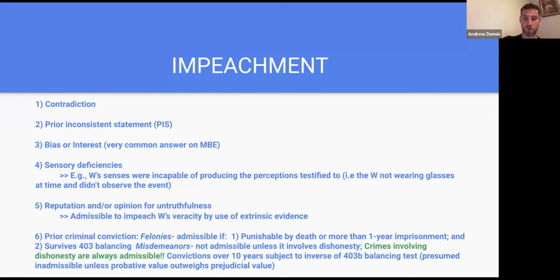Okay, so prior criminal conviction. Felonies are admissible if punishable by death or more than 1 year imprisonment. It doesn't mean that they actually received the sentence, but that they were convicted of a felony that they could have been sentenced to over 1 year for. Misdemeanors are not admissible unless they involve dishonesty. And crimes involving dishonesty are always admissible, like you lied on your tax return or something very dishonest, because we're always going to be concerned with whether or not this person tells the truth. So again, in life, you should always maintain a reputation for truthfulness.